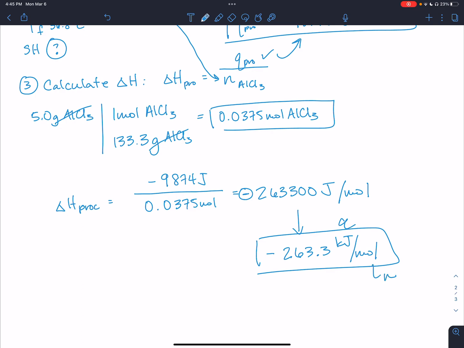So if you're ever asked to calculate the enthalpy change, just remember you have to do this extra step. You need to figure out the moles of the reactant or substance, and you need to divide Q by that value. And that lets you scale that amount of energy that's flowing up to a full mole's worth.